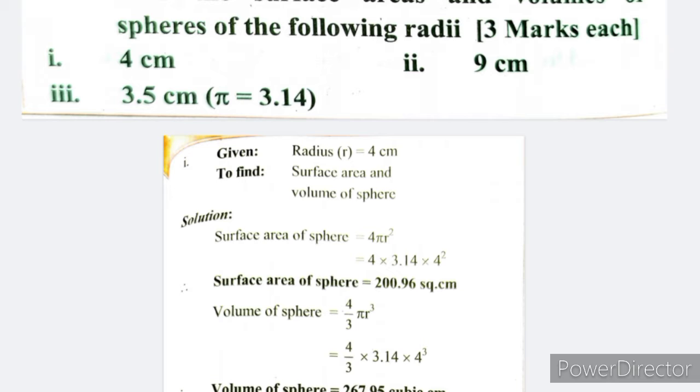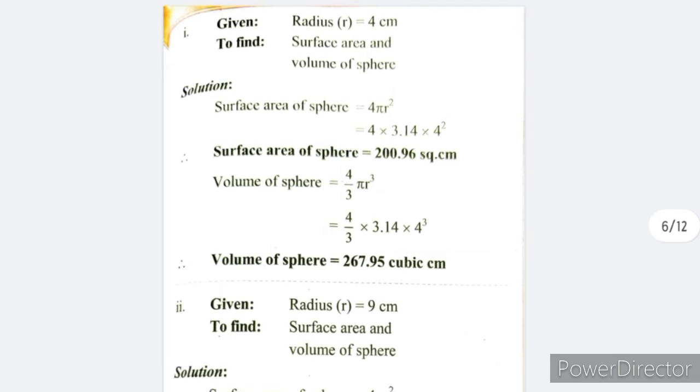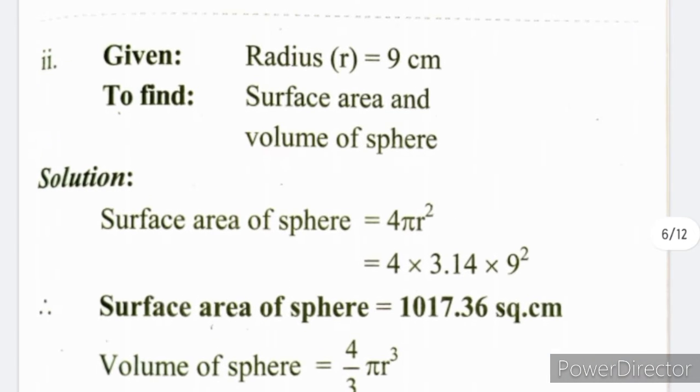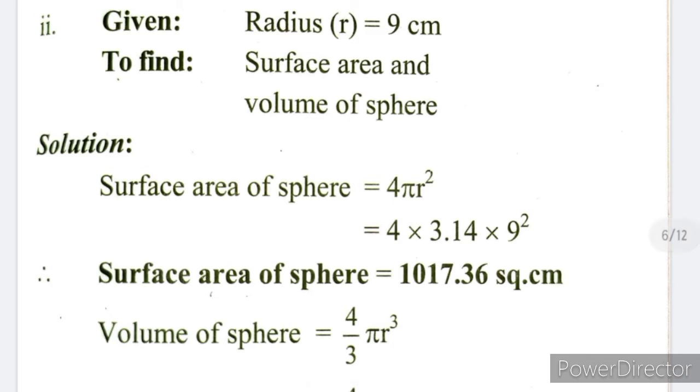So the surface area of a sphere is equal to 4 pi r square, that is 4 into 3.14 into 4 square. If you multiply you will get the answer as 200.96 square centimeter. Now we need to find the volume also. So volume of sphere is equal to 4 upon 3 pi r cube, that is 4 upon 3 into 3.14. Why? Because they have told us that we have to take the value of pi as 3.14 only, so into 4 cube. So you will get the answer as 267.95 cubic centimeter if you multiply it properly. So small calculations are very important.